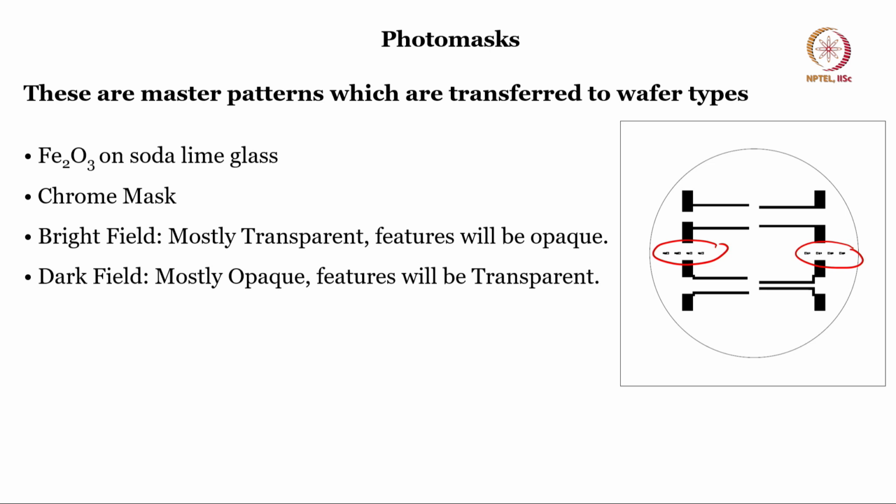We can also use Fe2O3 on soda lime glass. So this is one kind of mask, and the chrome mask is the second kind of mask. In a bright field mask most of the field is transparent, and in a dark field mask most of the field is dark in nature.